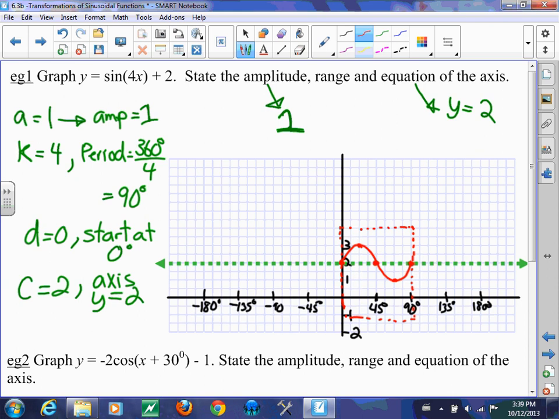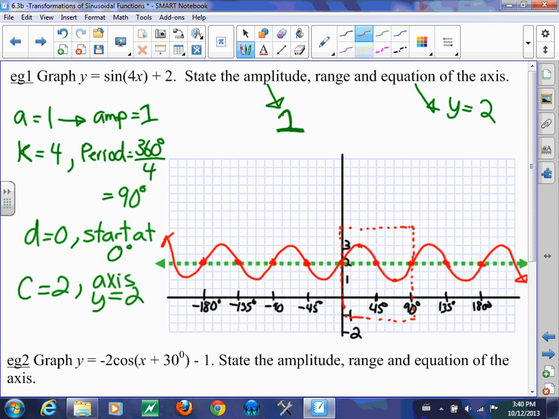But we're going to continue that function, so that every 90 degrees we are going to have these cycles in. So I know I need to put my axes on. We're going to follow the same pattern. We're going to go up and then back down and then back up. And then you can put an arrow at the end, following the same pattern. And there is our graph, ladies and gentlemen.